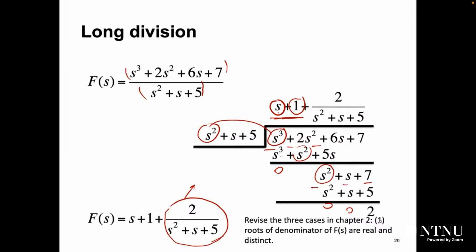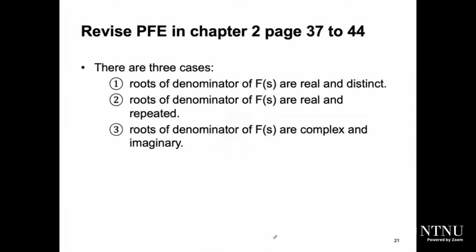So there are 3 cases in chapter 2. First case, roots of denominator of f of s are real and distinct, which we did in fact, and this one. So there are 3 cases. We need to do it, right? In chapter 2. So you need to go to chapter 2 from page 37 to 44. So you can revise those 3 cases.